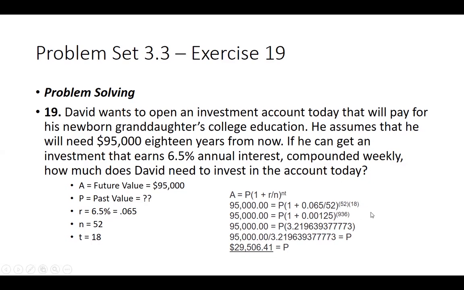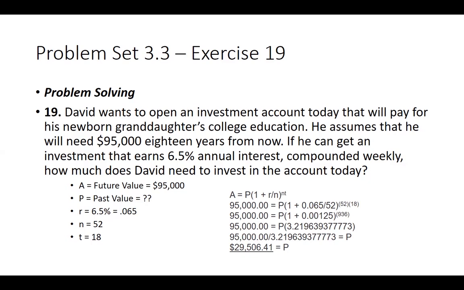Take care of the exponent first. 52 times 18 is 936. Take care of the division second. 0.065 divided by 52 gives us 0.00125. Keep that in the calculator. Now add 1 to it. You get 1.00125. Keep that in the calculator.